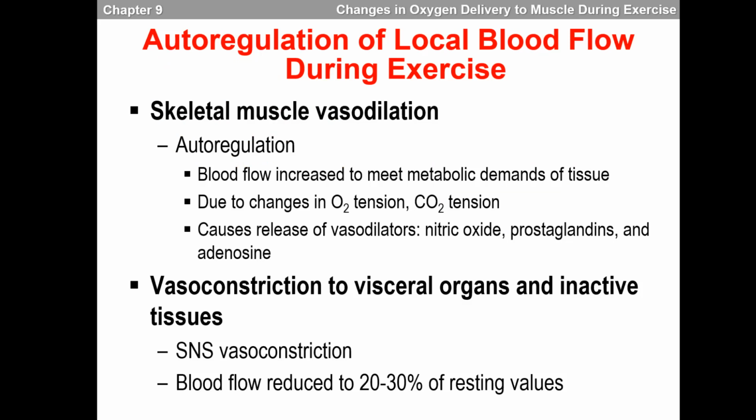Okay, so autoregulation of local blood flow, right? This is how we redistribute the blood. So autoregulation means that it regulates itself. So skeletal muscle, whenever we contract it, causes a difference in O2 tension and CO2 tension, causing a release of nitric oxide, prostaglandins, and adenosine, which are vasodilators. So that's how they dilate themselves.